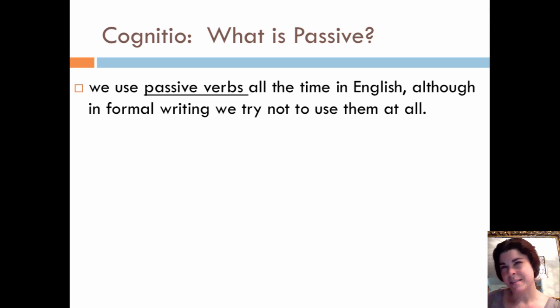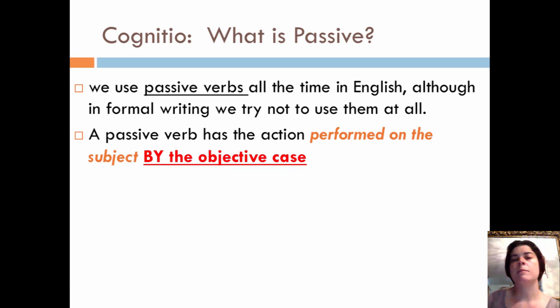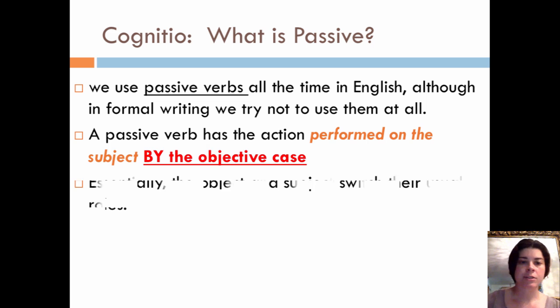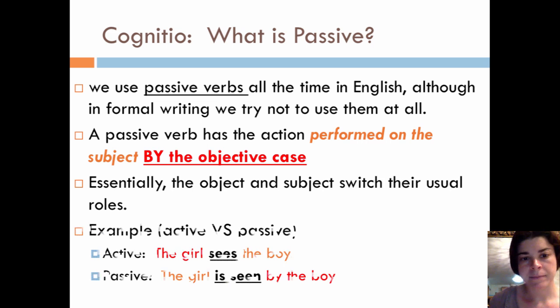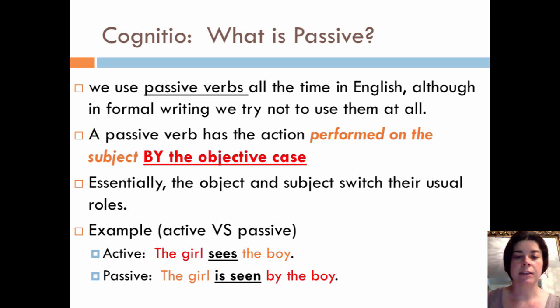But what is passive? What makes something passive? A passive verb essentially is when the subject and the object switch functions. The subject becomes the thing affected by the verb, and the object becomes the thing performing the action, rather than the other way around, which is what an active verb does. Let's take a look at an example.